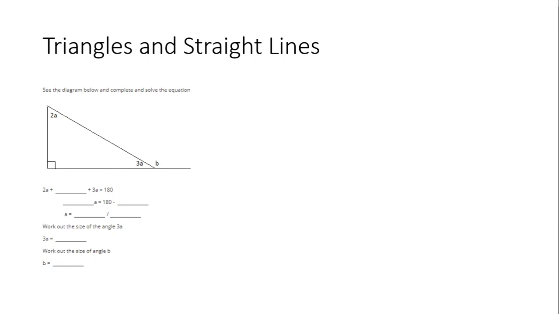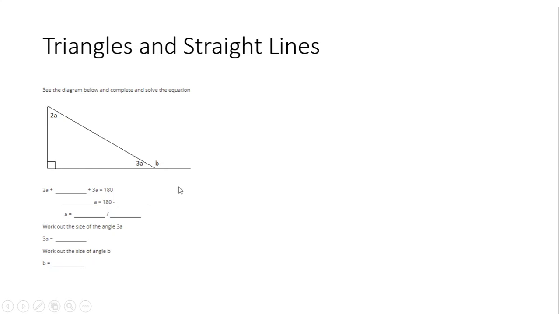Next, triangles and straight lines. Okay, hopefully I didn't need to tell you that. You can see here that we've got a triangle and we've got a straight line. So those are the rules that we're going to use. Here I've even started by writing out an equation for you, but I've missed out some things. Something that adds to 180 degrees. What rule could that be?